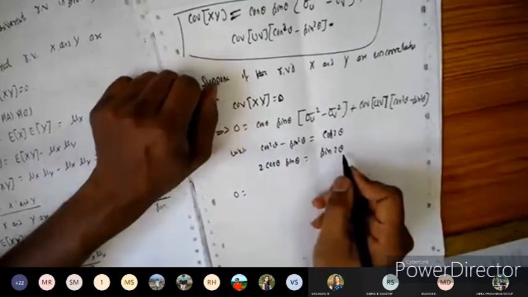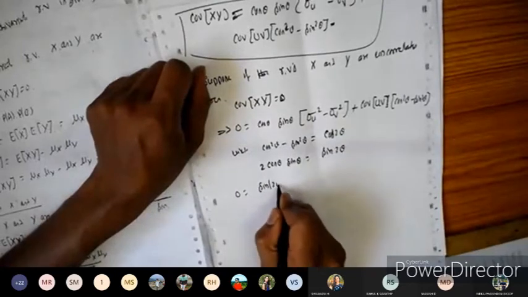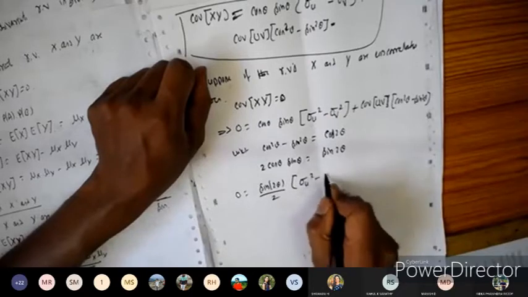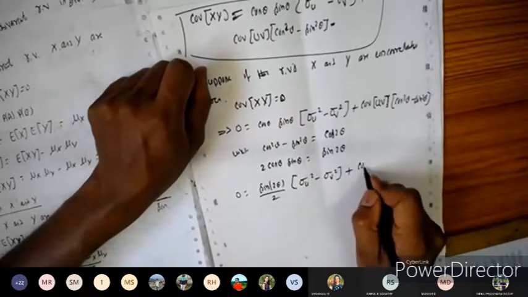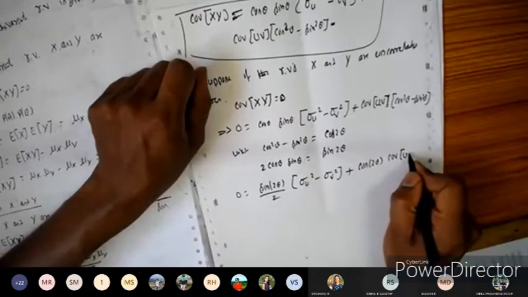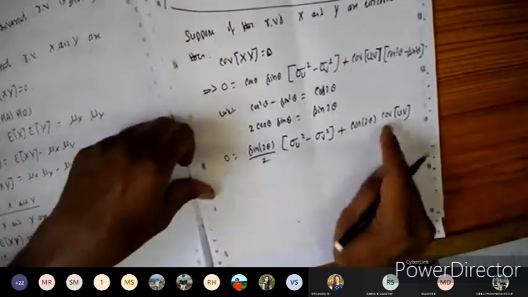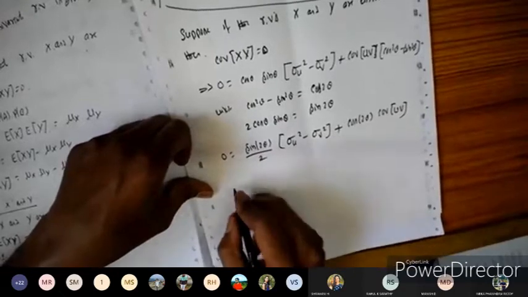Okay, so sin 2 theta divided by 2 I can write. So this will be sin 2 theta divided by 2 into sigma u square minus sigma v square plus cos 2 theta into covariance of the random variables u and v. Let us send this one to the LHS part.